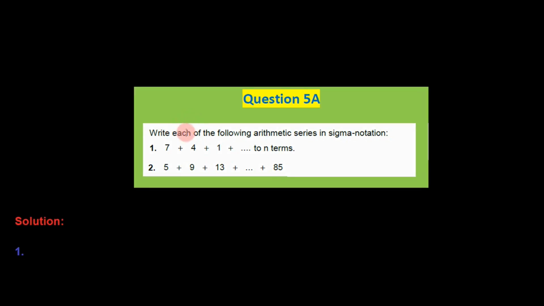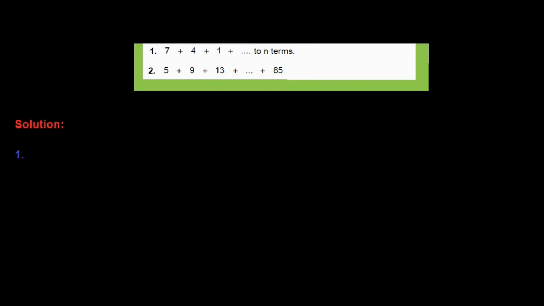So in this question it says, write each of the following arithmetic series in sigma notation. And in the first one, we have 7 plus 4 plus 1, all the way up to n terms. We're going to start by writing down the values of A and D. A is the first term, and that's 7. D, the common difference, we can get by taking term 2 less term 1. So D is -3.